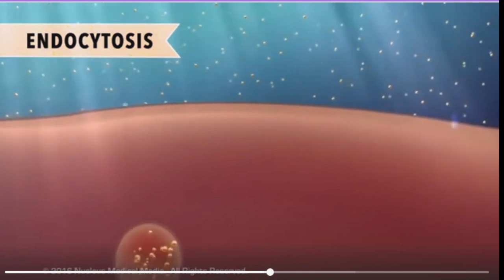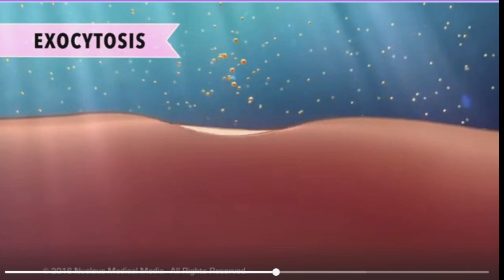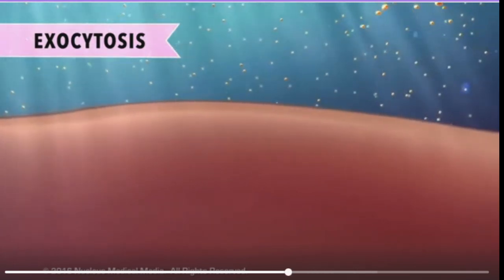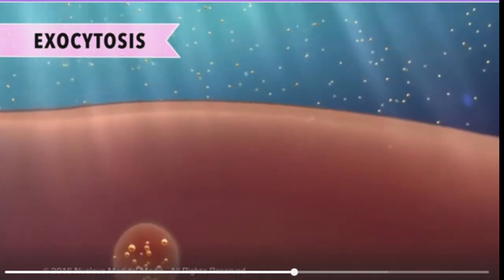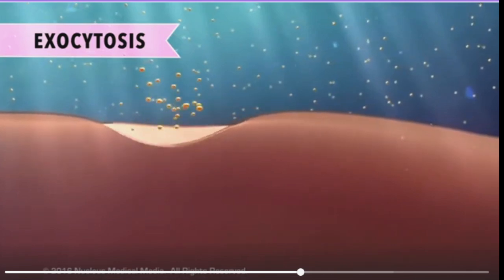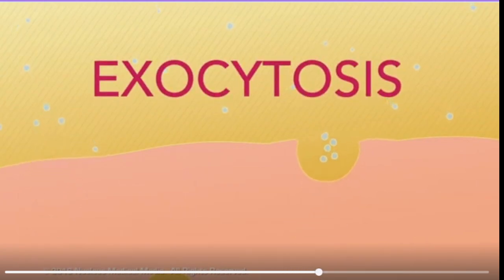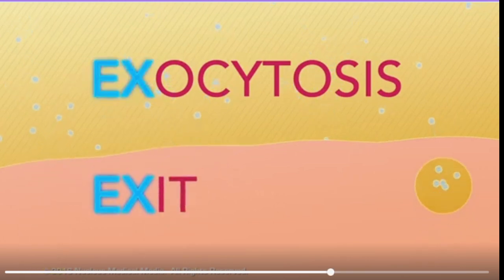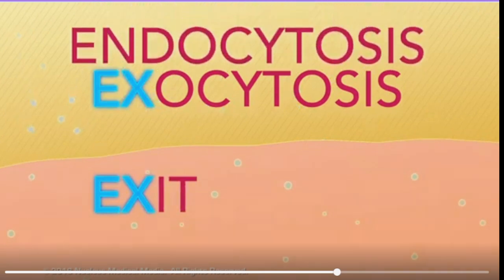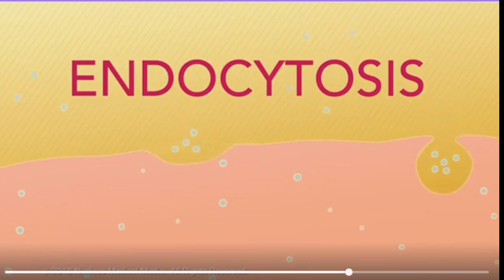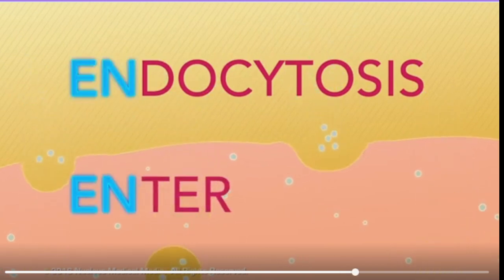The opposite of endocytosis is exocytosis. Exocytosis is when something needs to exit the cell. The cell can remove large molecules or wastes this way by fusing the membrane-bound vesicles containing them with the cell membrane, forcing them out of the cell. A good way to remember that exocytosis is a way for things to leave the cell is that it shares the first two letters with exit. You can also remember that endocytosis is a way for things to move into the cell because it shares the first two letters with enter.